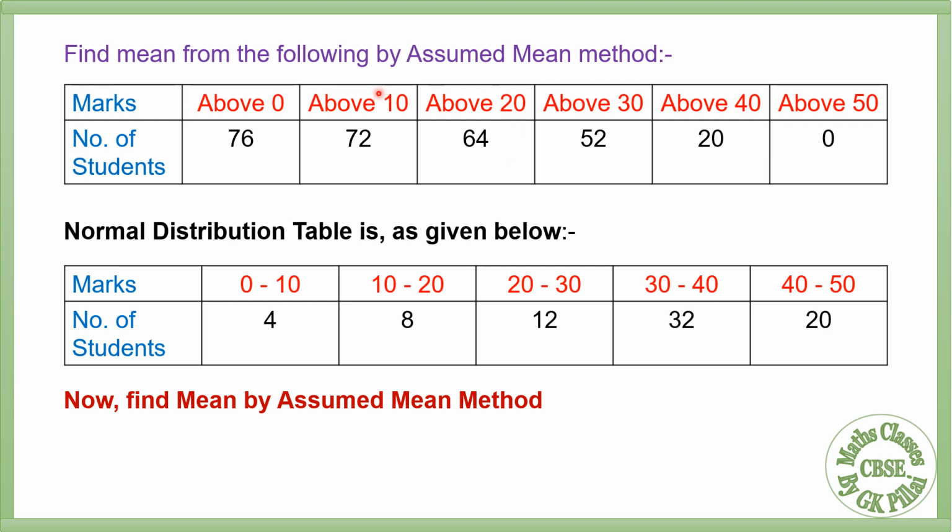So that means between 0 and 10, 76 minus 72, 4 students. Between 10 and 20 marks, 72 minus 64, 8 students. Between 20 and 30, 64 minus 52, that will be 12. The next, 30 to 40 will be 52 minus 20, 32. And 40 to 50 will be this 20 only. So this is the way you have to change the cumulative frequency given into a normal frequency table.